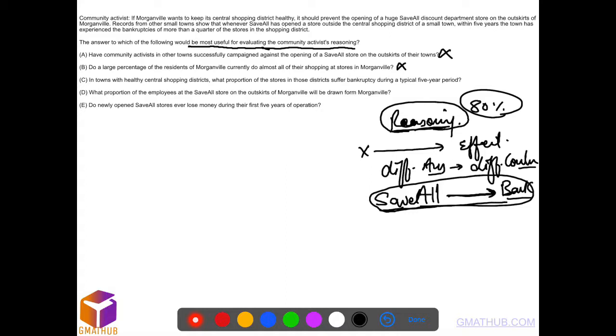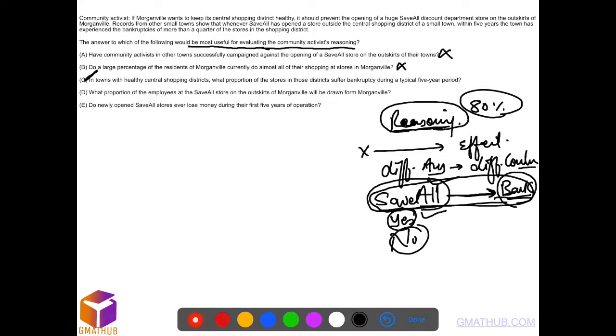In towns with healthy central shopping districts, what proportion of the stores in those districts suffer bankruptcy during a typical 5-year period? So now we are talking about bankruptcy. Okay. Now if the answer to this question is yes, that means even if Save All stores are not there, bankruptcies are happening. That means Save All doesn't affect the bankruptcy at all. If the answer is no, that means Save All might be one of the biggest reasons why bankruptcies are happening. So this looks like a good question to ask. Let's see the other two options also.